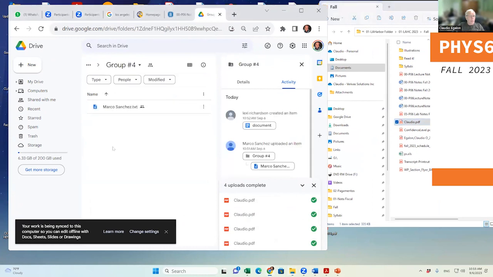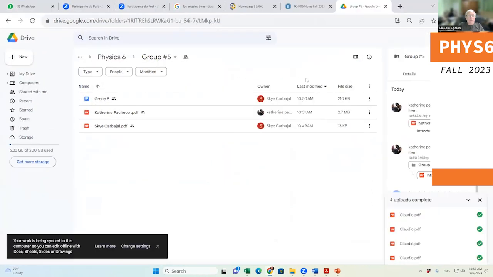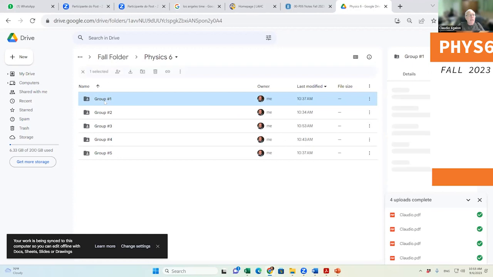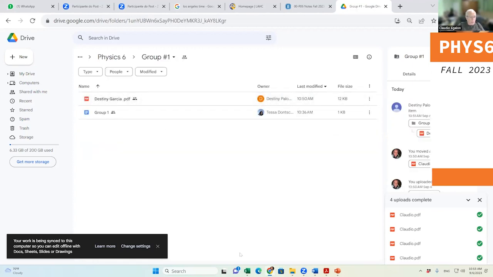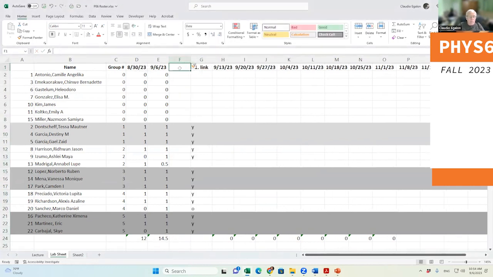Group 4, let's see, only Marco Sanchez has the file in there. Let's see, group 5. Okay, who is Sky, Catherine, and Sky. What about the other students? Let me keep track who's uploading the files, right? Upload. Here you go. I'll put it 1. Insert upload file.